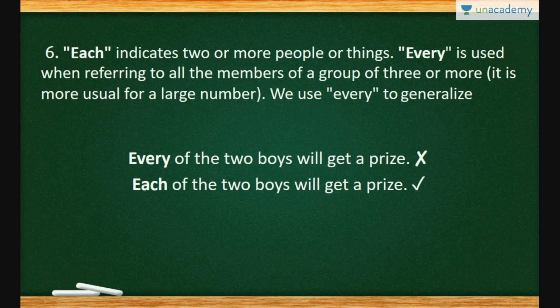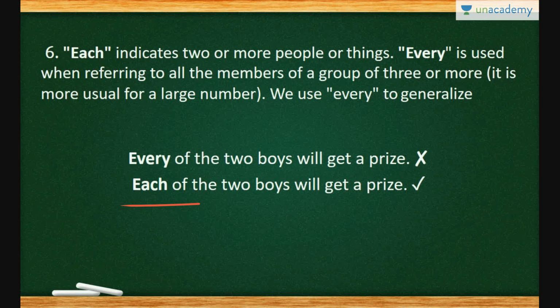Now, the last rule for today, each indicates two or more people or things. Every is used when referring to all members of a group or three or more. So when you're talking about three or more members of a group, generally we use every. If you're talking about two or more people or things, we use each. Also, every is used to generalize and it is used for a much larger number. So every of the two boys will get a prize. This becomes wrong. Each of the two boys will get a prize.